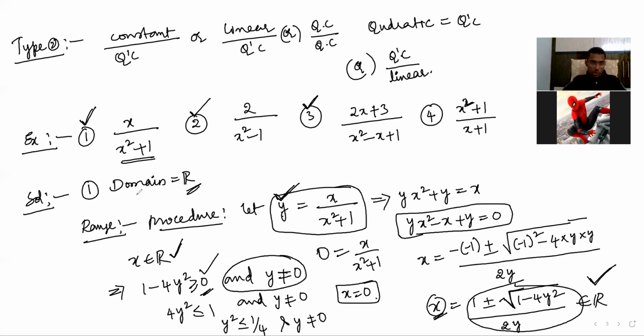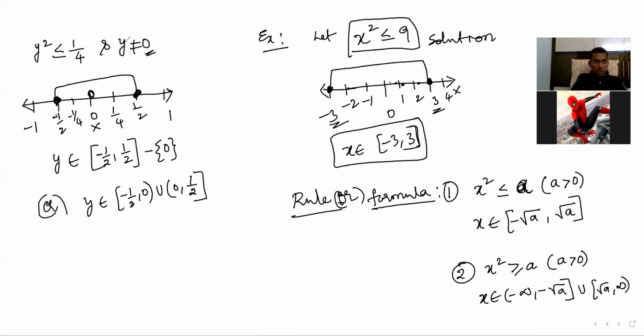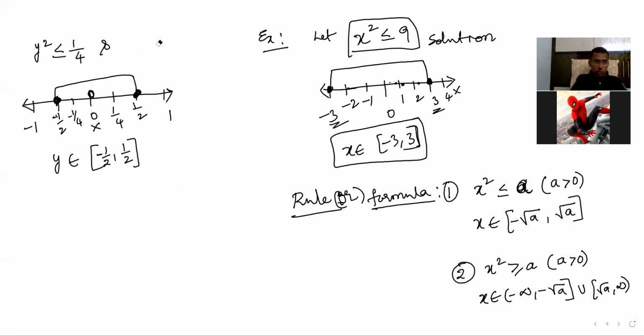When x is 0, what is the domain here? Domain is all real numbers. That means x takes all real values. When x is 0, then y is 0. That means y value we are getting 0 also. So therefore, one correction here: y can be 0 also. This is not correct. So small correction here, y can be 0 also. No problem.